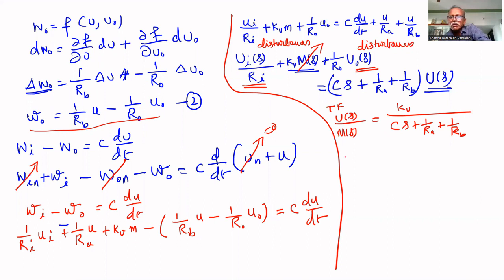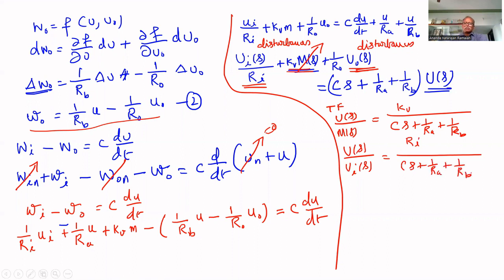This is one model. Suppose, let us assume that the valve is not changing, valve opening is constant, and downstream pressure u naught is also constant. If the upstream pressure is varying, you can get a disturbance model, that is U of s upon Ui of s equal to 1 by Ri upon Cs plus 1 by Ra plus 1 by Rb. So in that case, this is 0. This is also equal to 0.